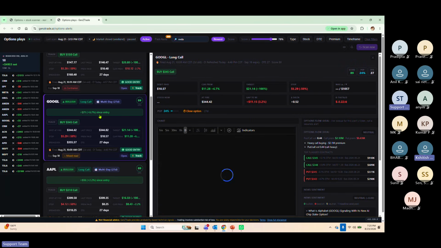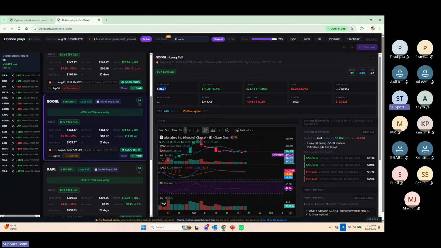And if you click on that, you can see that the debit you're paying to get this contract is $10.57, right? The current premium shows you at a 6.7% gain. The system refreshes every 1 minute, it pulls the data and updates. So you bought at 10.57. At the end of the day on Friday, it closed at 11.28, right? The target is 21.14 based on the system, based on all the technical indicators that it sees, expecting it to go to 21.14.